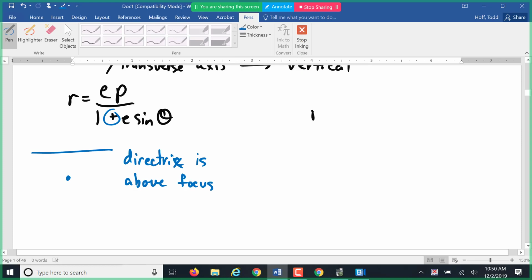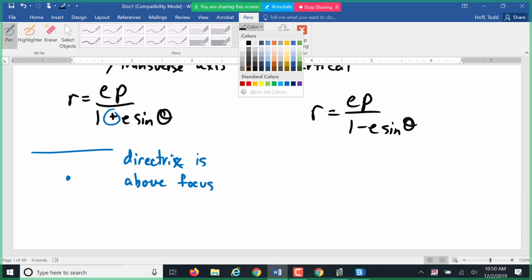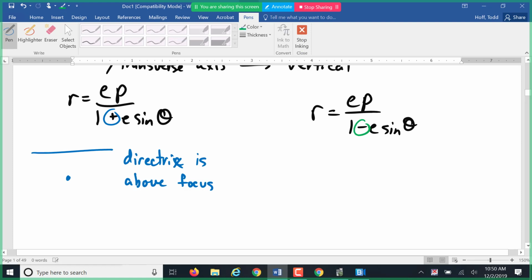Or we might have r equals e p over 1 minus e sine theta. Since that's a minus, this is saying the directrix is below the focus.